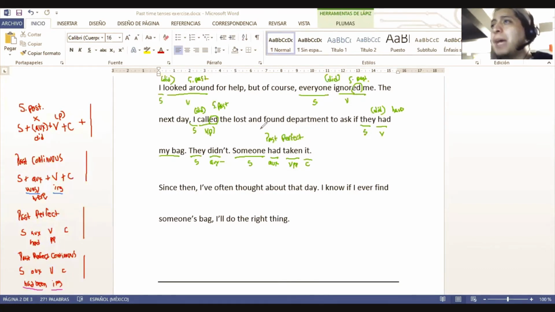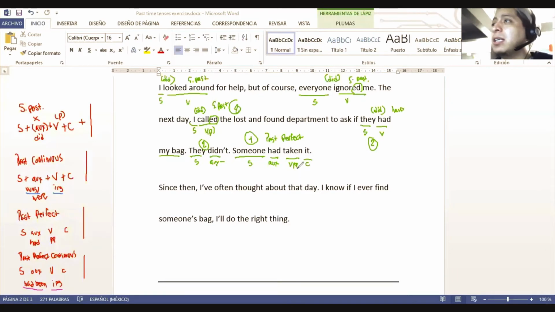When do you use the past perfect? The past perfect is the past of the past, okay? So in this case, first, someone took the bag. Someone had taken the bag. And after someone had taken the bag, he called and they didn't have it. First, someone took the bag. And after that, he called and nobody had it, and that was it.